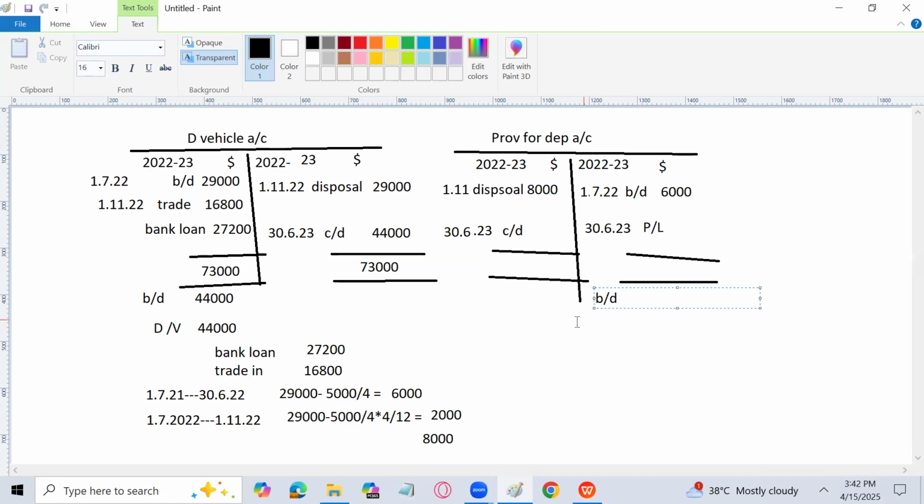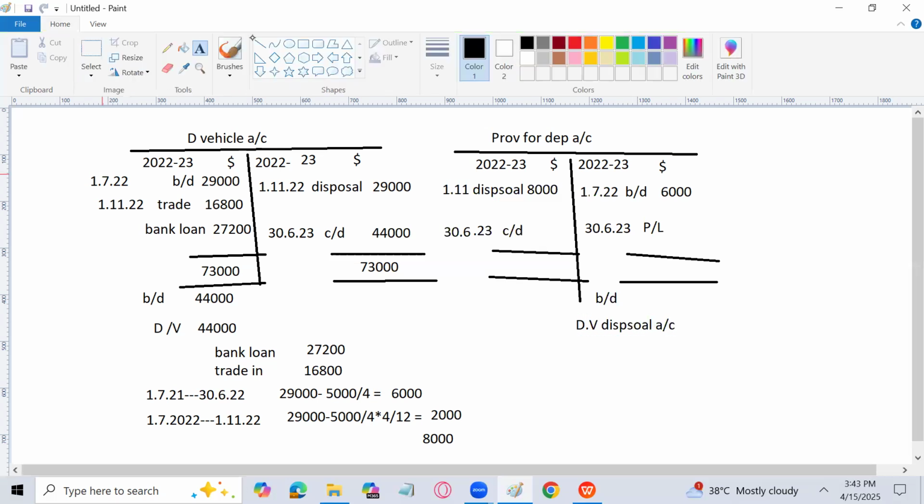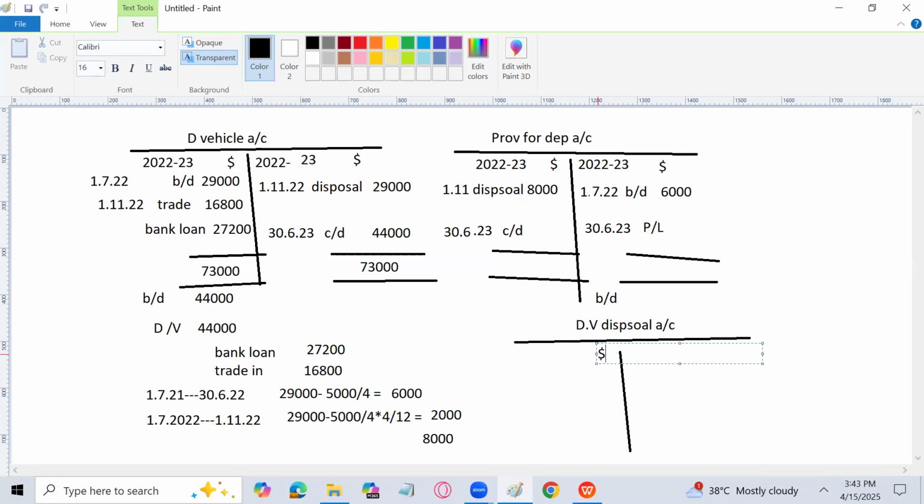Well, let's prepare the disposal account first so that you might be able to understand it more clearly. Your delivery vehicle disposal account. Yes, it is your choice that either you are going to calculate charge for the year first, and then you will prepare the disposal account. It's up to you. Why am I doing that? I just want to make it simple for you regarding the charge for the year. I used to do it at the end because that is the most difficult part, complex part of the question.